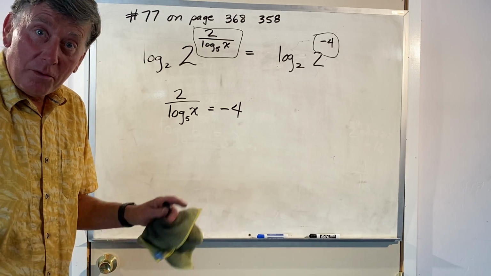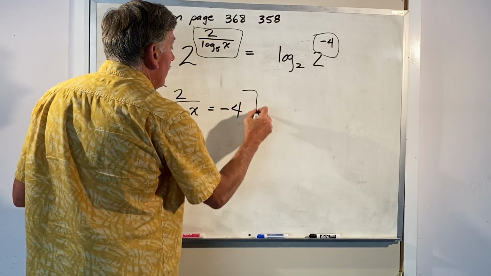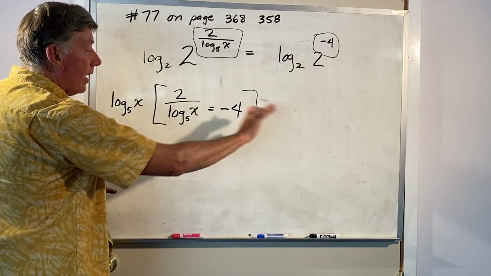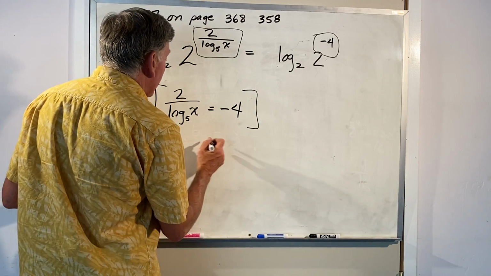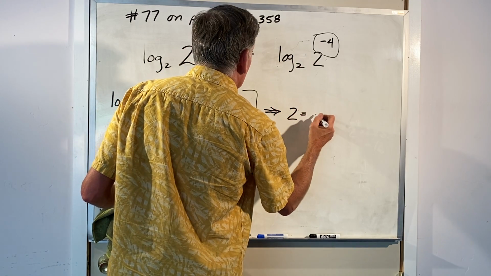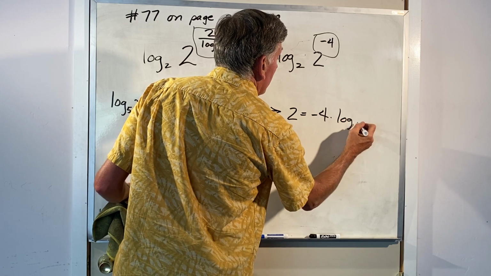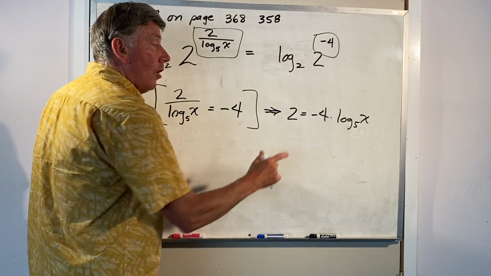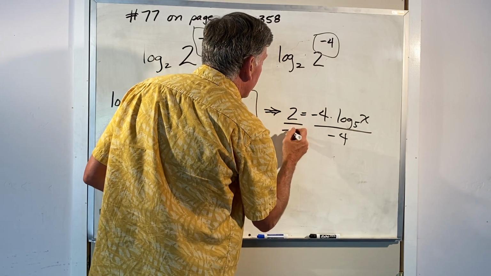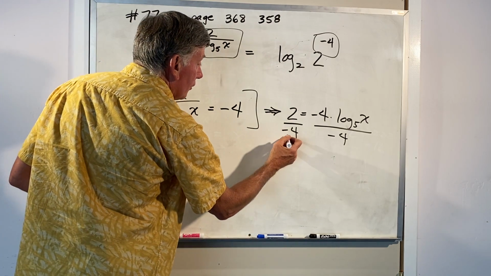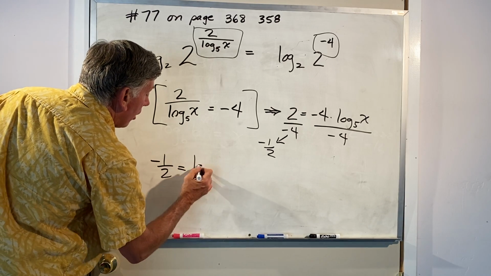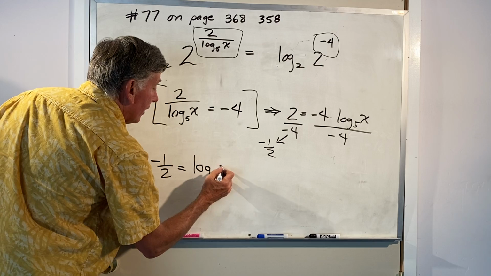I want to get this log all by itself, so I'm going to multiply this equation through by the log base 5 of x. That wipes out the denominator here, and I get 2 is equal to negative 4 times the log base 5 of x. Almost there. Now I'm going to divide both sides by negative 4, and this reduces, of course, to minus 1/2. So minus 1/2 is equal to the log base 5 of x.